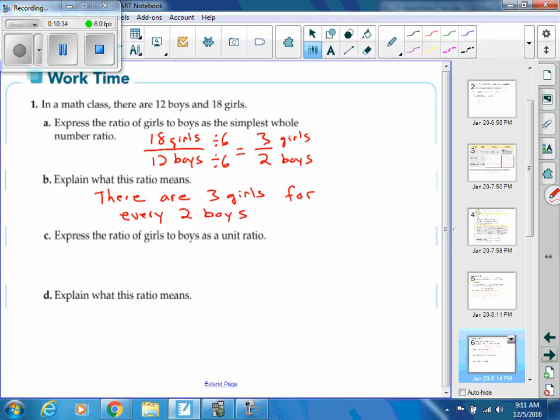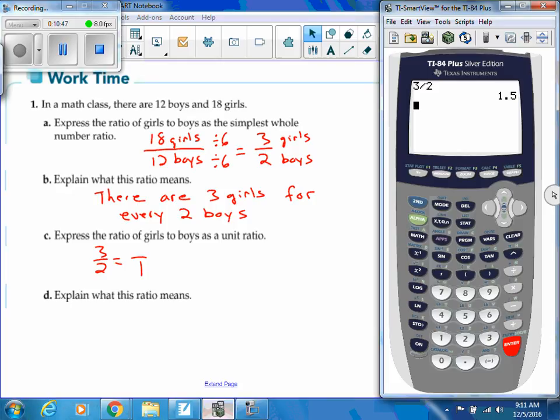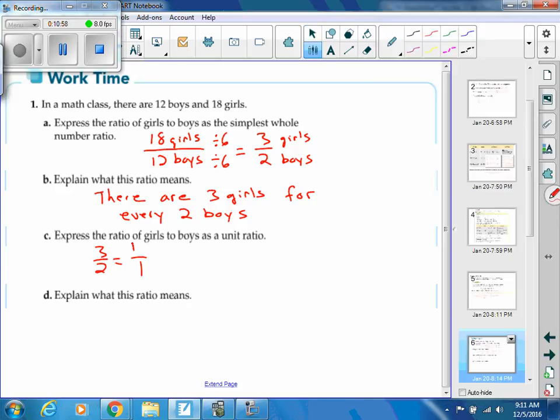Now it's asking us to express this as a unit ratio. So again, we have 3 over 2. To get that as a unit ratio, I know that has to be over 1. Well, to figure out what that is, I'm just going to go to my calculator. Again, 3 over 2, we've already done this one, is 1.5. So 3 divided by 2 is 1.5. So 1.5 over 1 is my unit ratio.